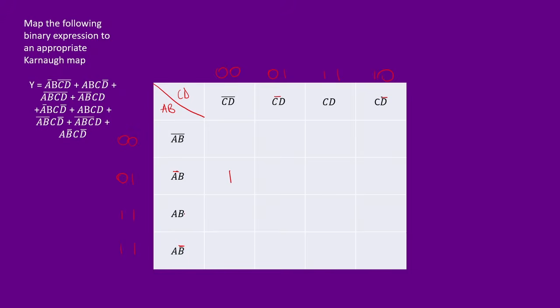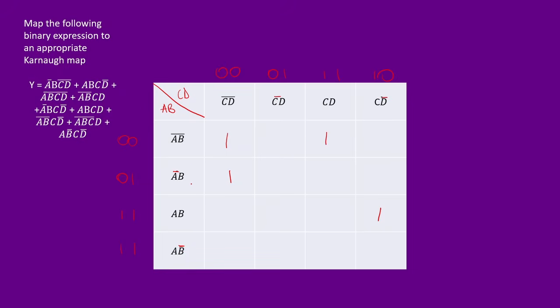We have AB, so you can really just break this into 2 and do the first 2 and the last 2 to make it easier for yourself. So we have AB, so that's going to be this row, and C, not D. So that's going to be this. Then not A, not B, not C, not D. Okay, everything's off. Not A, not B, and CD. So that should be this.